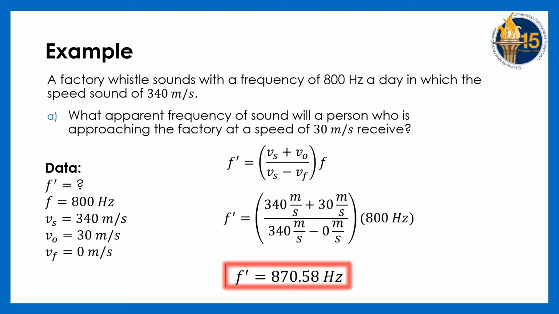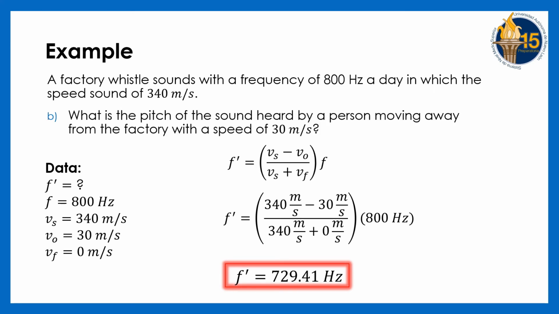Let's see an example so we can understand the Doppler effect better. It says, a factory whistle sounds with a frequency of 800 Hz, on a day in which the speed of sound equals 240 meters per second. For letter A, we have the case: what apparent frequency of sound would a person approaching the factory at a speed of 30 meters per second receive? So we need to use this equation and then substitute the data. Finally, when we obtain the result, we get that the apparent frequency equals 870.58 Hz. Obviously, the frequency is higher than the original one, because they are getting closer.